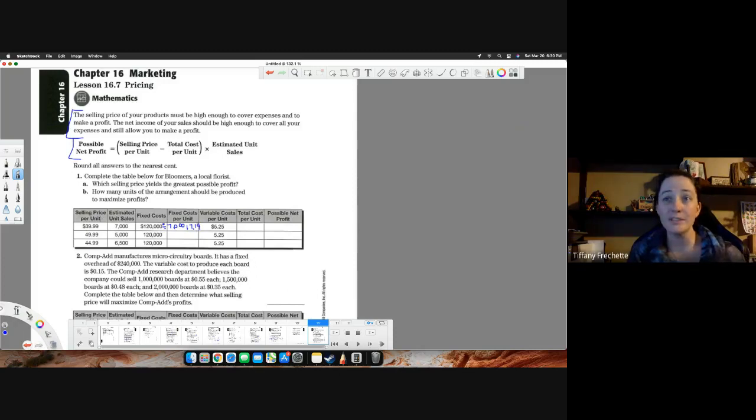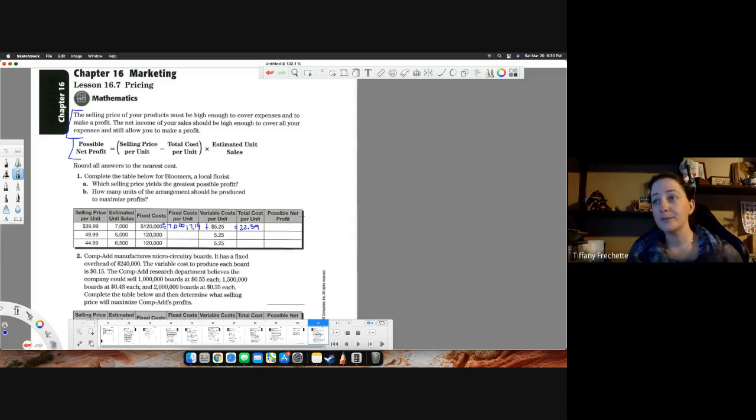We don't know what we're selling, but we know we're selling it for $39.99 in this case. It's some type of floral arrangement. We just don't know which arrangement it is. So the fixed cost per unit is $17.14. The variable cost per unit is $5.25. We want to add those together to get our total. So we have $22.39, and that's our total cost per unit.